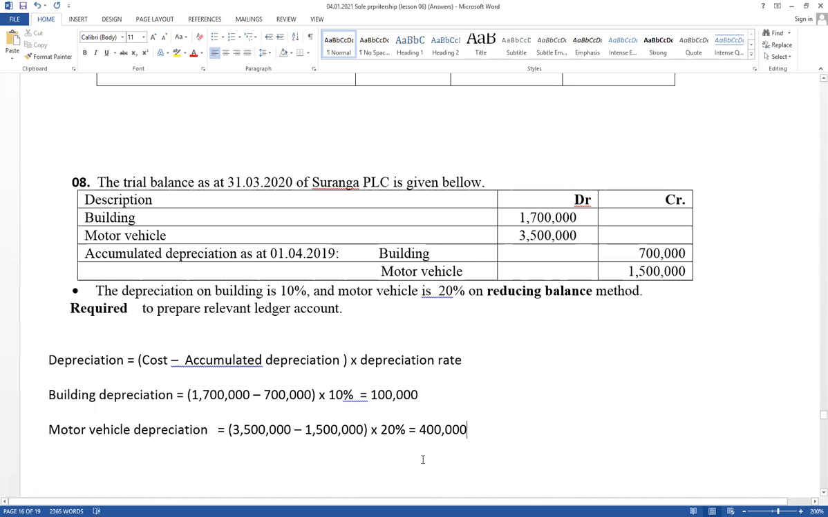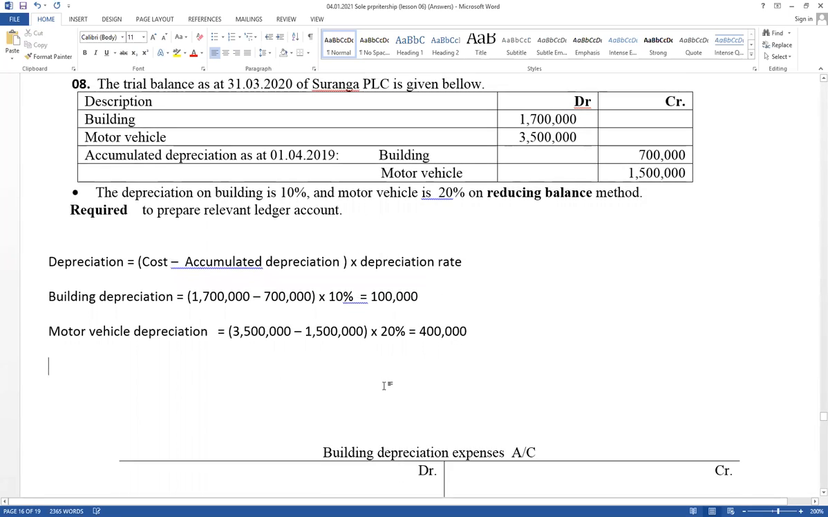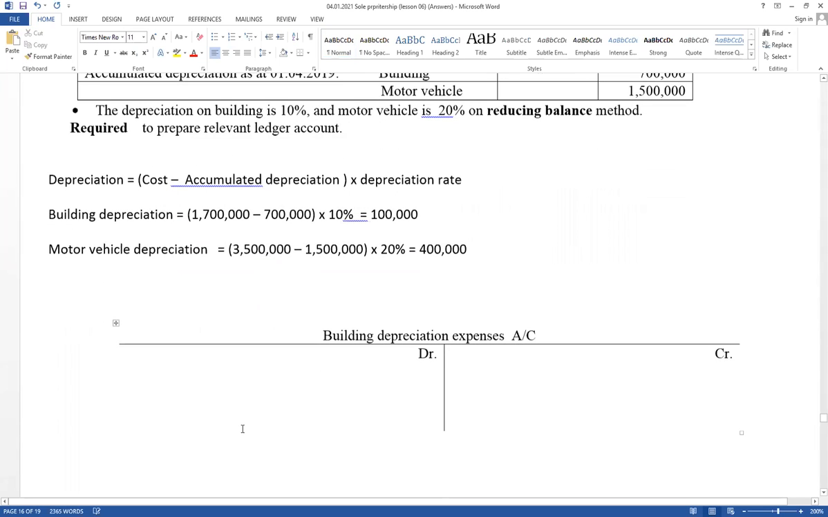Reducing balance method. They ask for ledger accounts. There are four ledger accounts: the building depreciation expense account and the accumulated depreciation of building, and similarly for the motor vehicle. The opening balance is also given. No need to prepare the building account and motor vehicle accounts, since the cost value does not change. You have to prepare separate accounts for accumulated depreciation. So there are two ledger accounts for the building and two for the motor vehicle.